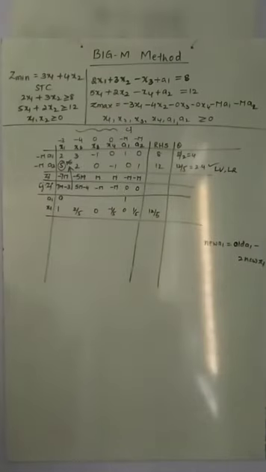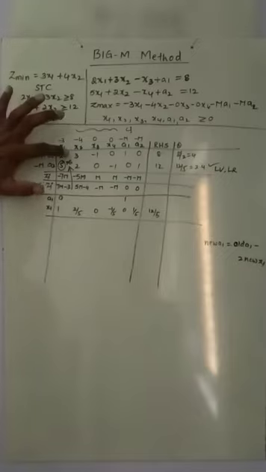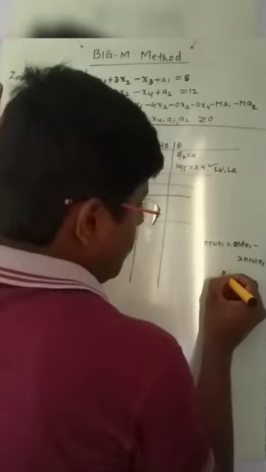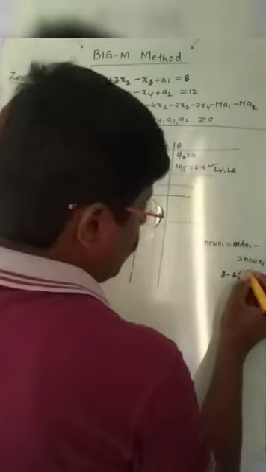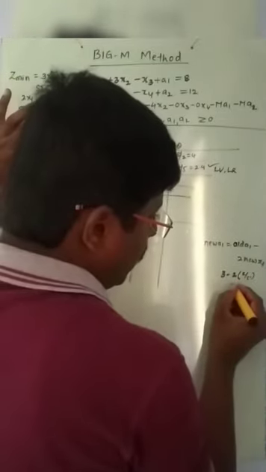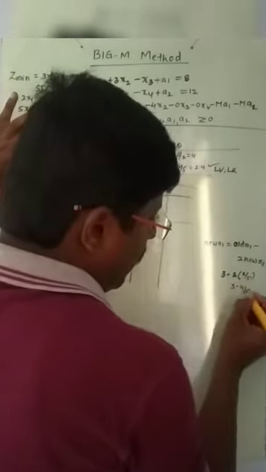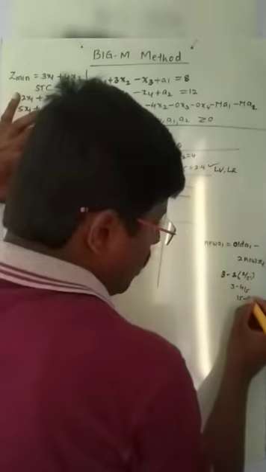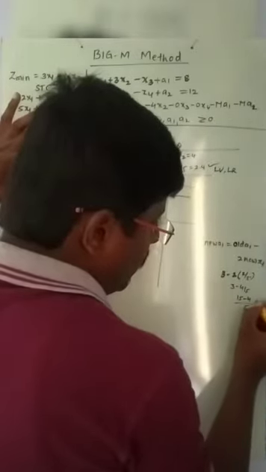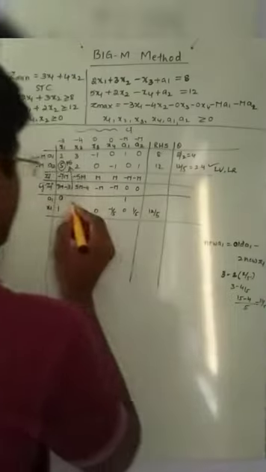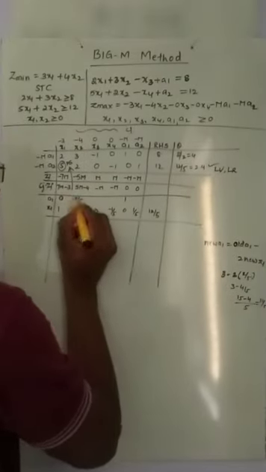If I do it like that, what values are we getting? 2 minus 2 into 1 is 0. 3 minus 2 into 2 by 5. What is the value we are getting? 3 minus 4 by 5. This will be 15 minus 4 by 5, which becomes 11 by 5. So 11 by 5 is the value here.